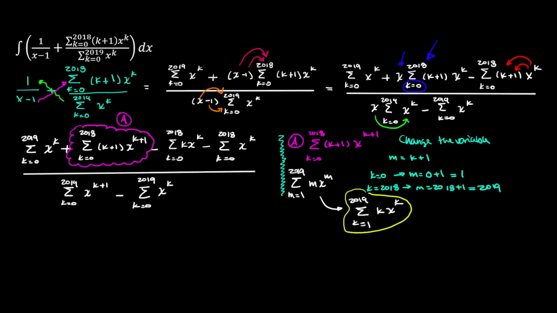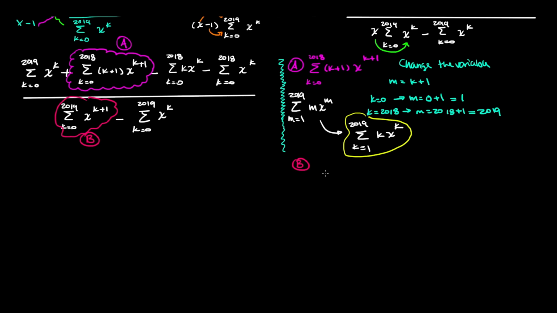Okay, cool. And we can do the same with this. Let me show you. With this expression, this would be b. So for b, we have the summation from k equals 0 to 2019 of x to the k plus 1. So we can change the variable again.